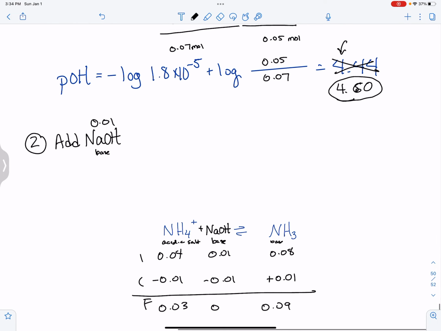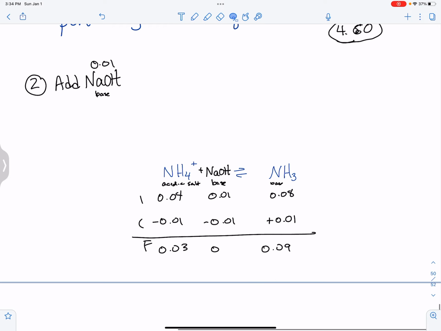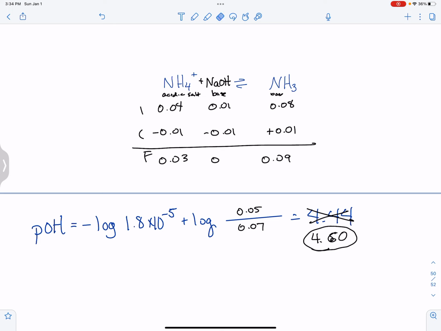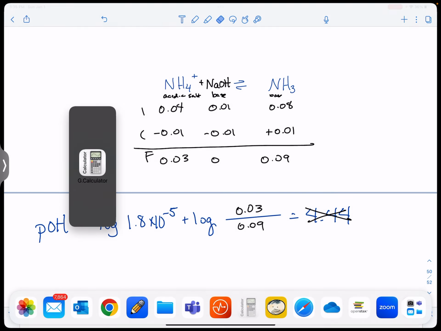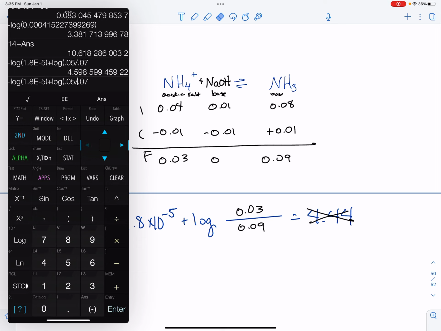So again, I'm going to grab my same Henderson-Hasselbalch, and now my numbers. My salt is my 0.03. My base is my 0.09. And originally I had that 4.4 number. So let's see what that 4.4 changes to now. So I've got the same thing, and then I'm going to make that the 3, and this one is the 9.